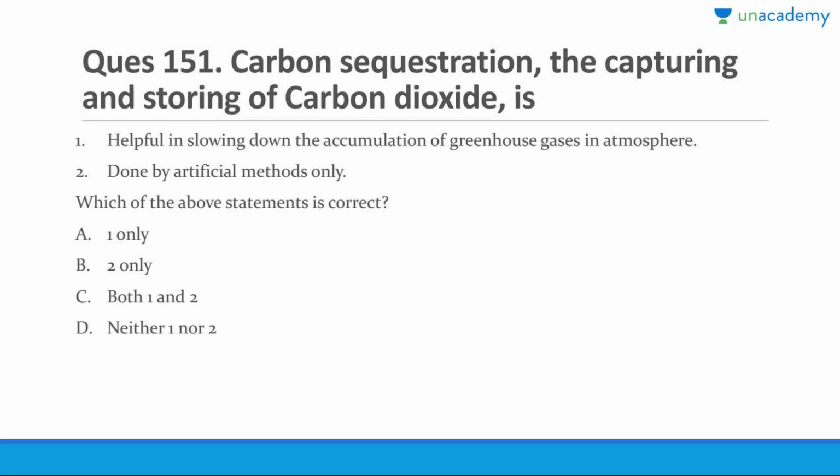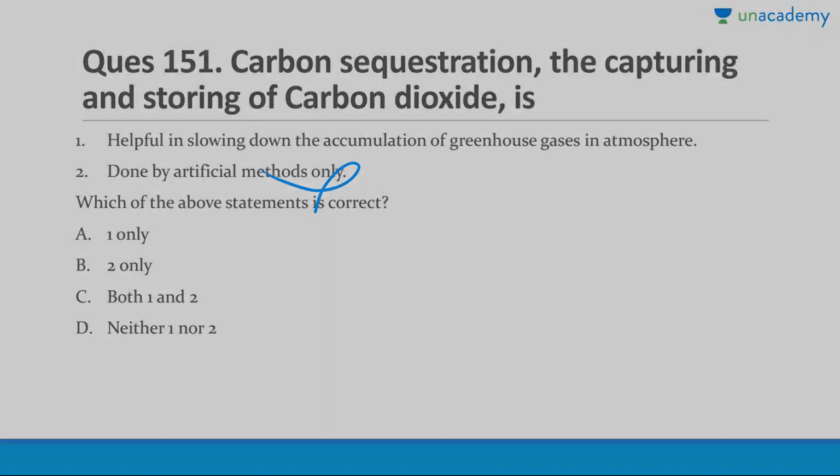Guys, what's up? So question 151, carbon sequestration, that is the capturing and storing of carbon dioxide, is helpful in slowing down the accumulation of greenhouse gases in the atmosphere. Correct. Done by artificial methods only. No, natural methods are also there. So answer is A, 1 only.